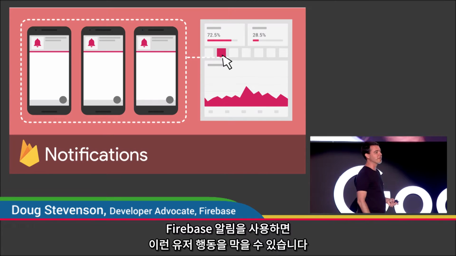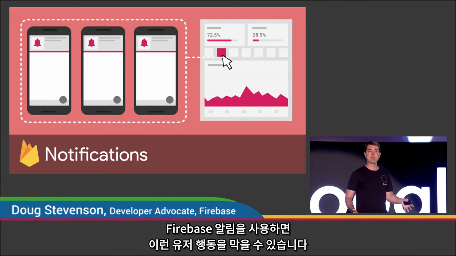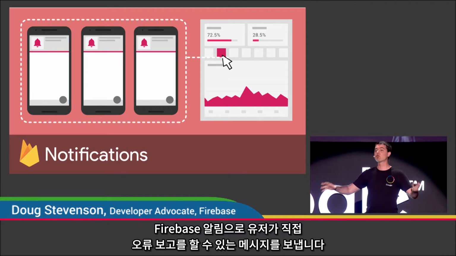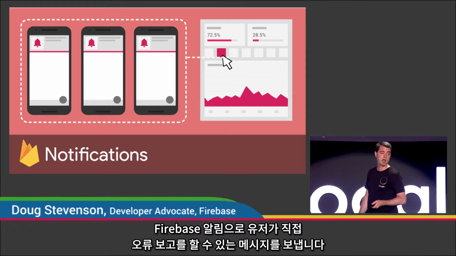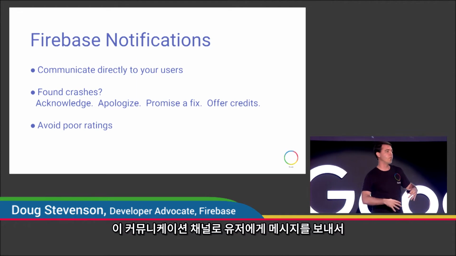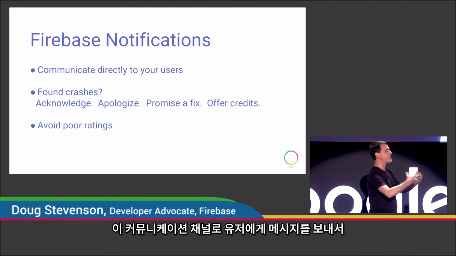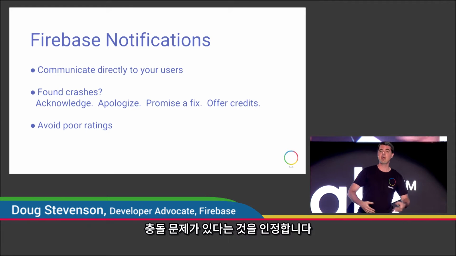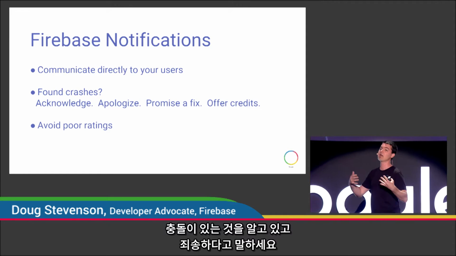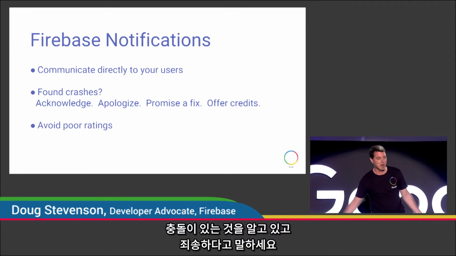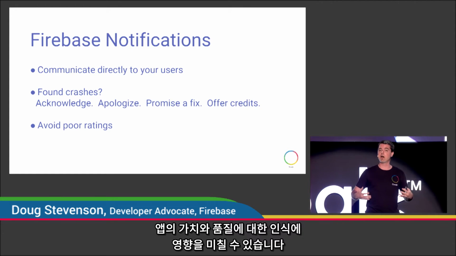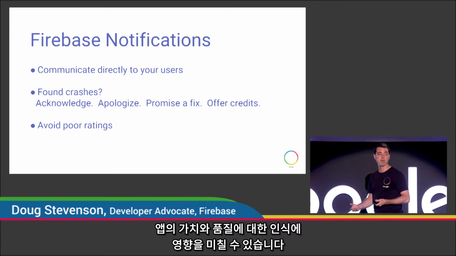So we can stop this, I think, by using Firebase notifications. With Firebase notifications, you can send messages directly to your users to tell them what's going on with your app. So you have this communication channel. You can send messages to your users, and what you can do is, when you know there's a crash, acknowledge it. Just tell your users, I know there's a crash, and I'm sorry. I think that goes a long way to helping the perceived value and the perceived quality of your application.